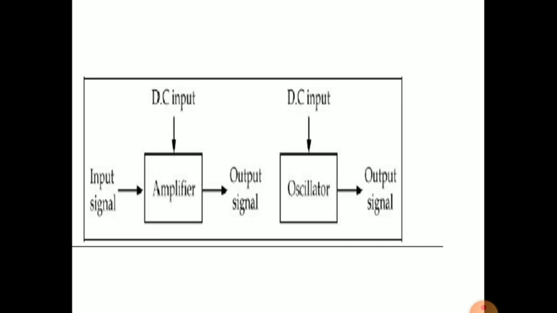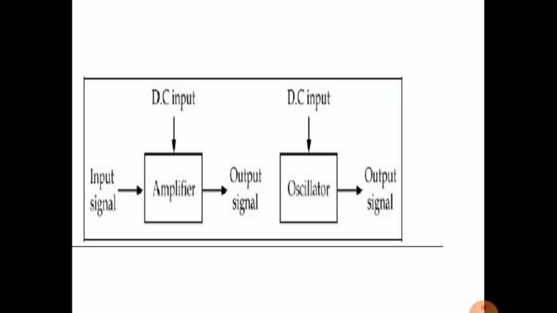If you can see, in an amplifier you are giving the input signal, and the amplifier amplifies the signal and you will get the output signal. Along with the DC input, we are giving the input signal. But in case of an oscillator, we are not giving any input signal, but we are providing the DC input to power the circuit, and we are getting the output oscillations. This is the main difference between an amplifier and an oscillator circuit.